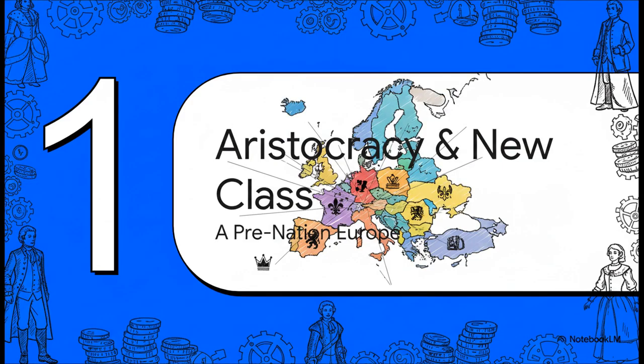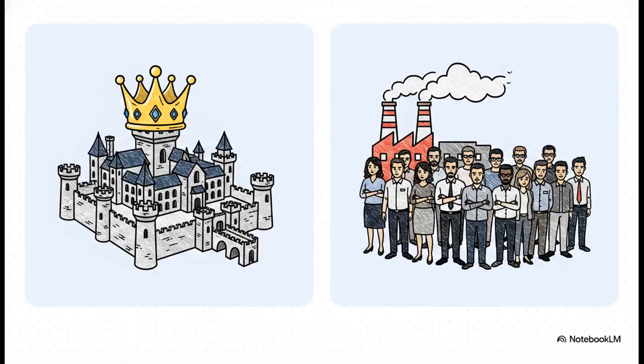Let's jump right in. Section 1, the aristocracy and the new middle class in a pre-nation Europe. To really grasp this, I need you to do something for me. Completely erase the modern map of Europe from your mind. Just wipe it blank. Picture the mid-18th century. There are literally no nation-states yet.